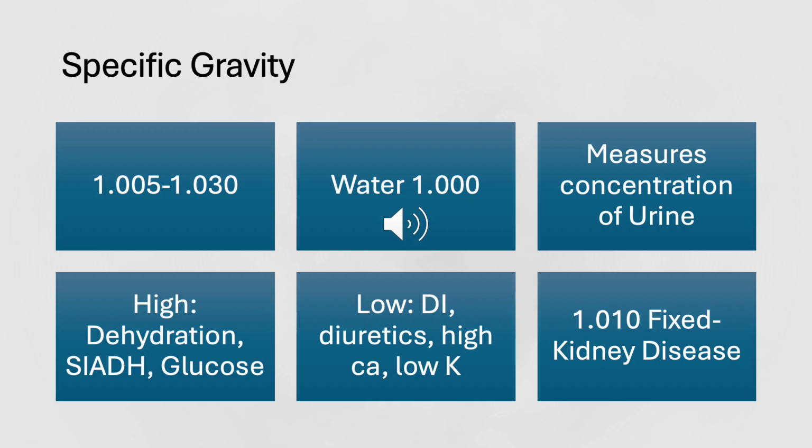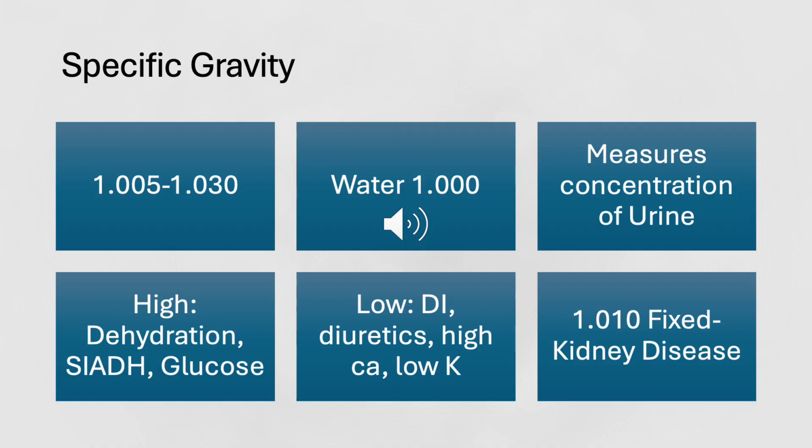Okay, specific gravity is a measure of the solutes in the urine. Okay, so if the specific gravity is towards the low end, it's more like water, and if it's towards the high end, it's got a lot of solutes in it. Okay, so the normal range is 1.005 to 1.030. Water is 1.000. So it measures the concentration of urine. That's what I talked about.